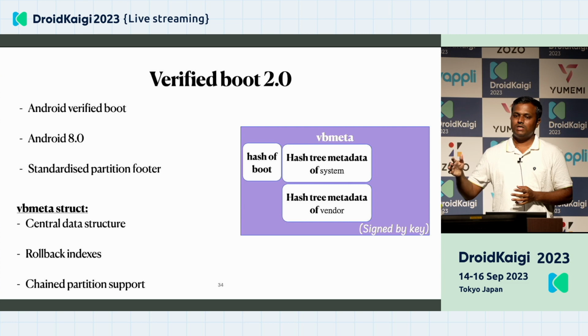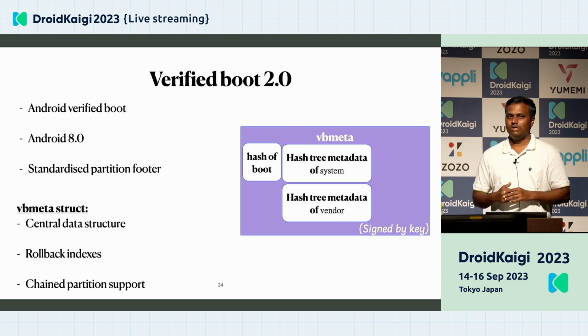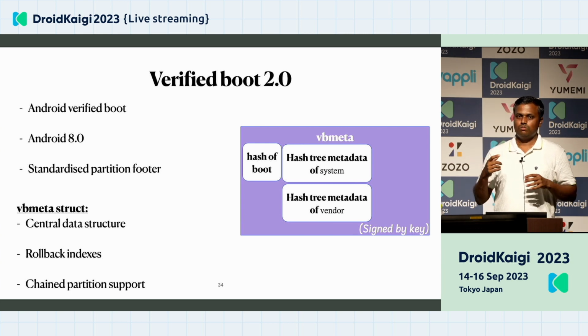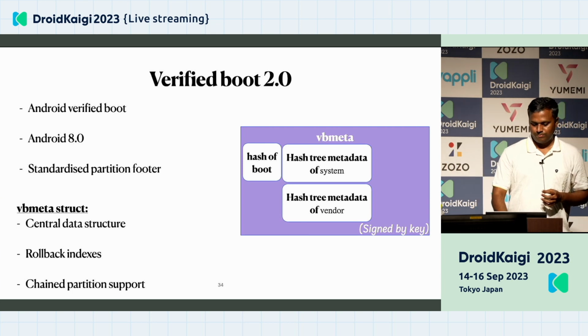If you have chain partitions, in that case, different keys might be used and different VBMeta structures might be used. In some devices, a separate VBMeta partition is present, like vbmeta_google. So this particular partition has all the metadata of all the VBMeta structures present for all the partitions. So there is support for chain partitions as well.